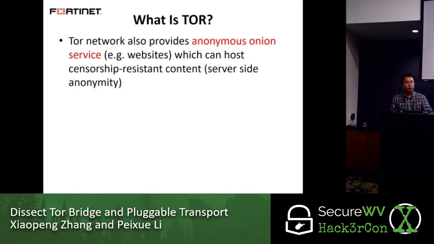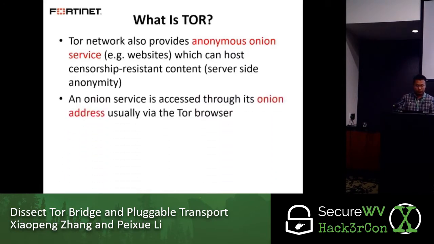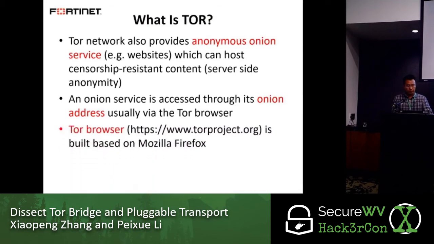The Tor network also provides anonymous onion services, like websites which can host censorship-resistant content. This morning, another speaker talked about the darknet markets. All of them are hosted in the Tor network. An onion service is accessed through its onion address, usually via the Tor browser. The Tor browser is built based on Mozilla Firefox. It can be downloaded from the Tor project website.